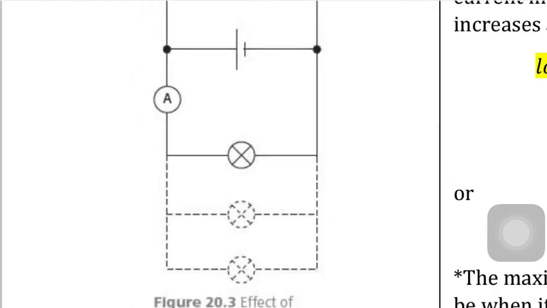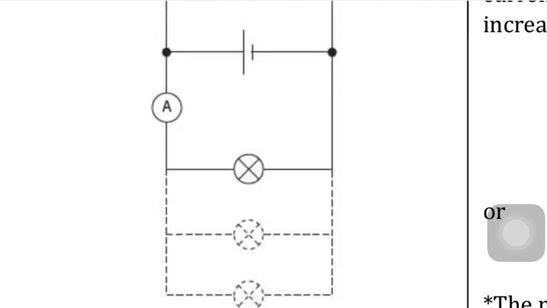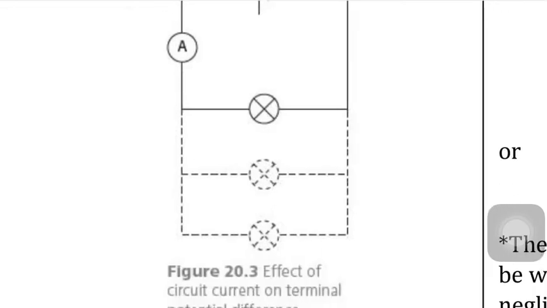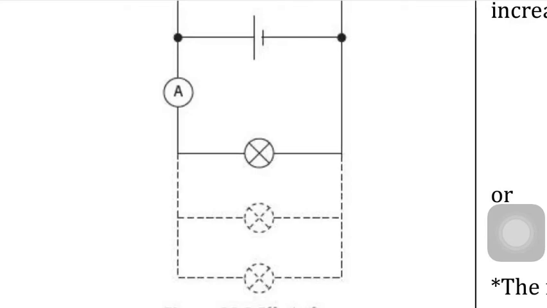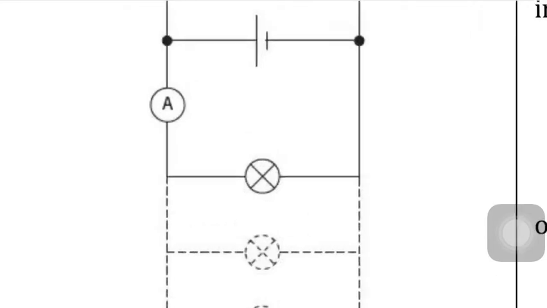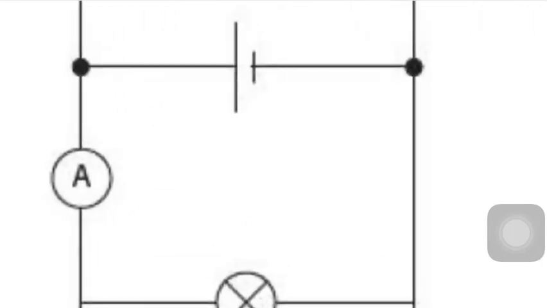In IGCSE, if this is 1.5 volts and you have one bulb, and then you connect another bulb, it's still 1.5. If you connect 3 bulbs, 1.5, it will never change, right? Even if you connect it in series, it will not change. The terminal potential difference of the battery will remain the same.